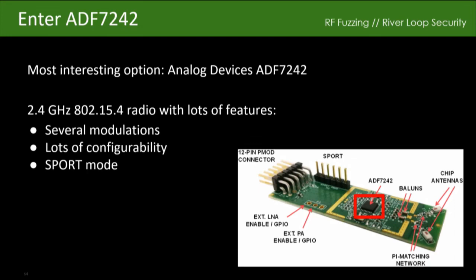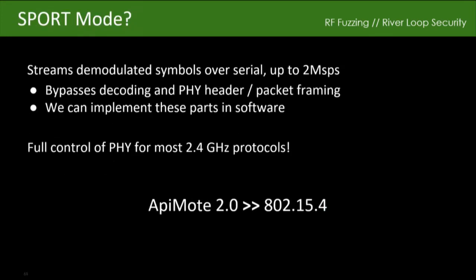However, the most interesting feature, in my opinion, is sport mode. Sport mode, I forget what it stands for, some sort of acronym. What sport mode essentially does is it uses the demodulator but bypasses the decoder and all the framing logic that's implemented in the transceiver. So it allows you to stream raw symbols over a serial interface back to a host. If we bypass that, we can then implement all those low-level physical layer features that we're interested in software. That enables us to have full control over the physical layer for most 2.4 gigahertz protocols. Super, super exciting. We're really excited to build this out.